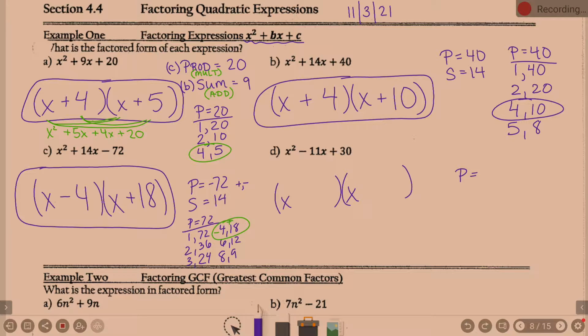Product of 30, sum of negative 11. So, I need a list of numbers that multiply to be 30. 1 and 30. 2 and 15. Here's a hint: if your teacher's already written down 2, that's the easiest. 3 and 10.